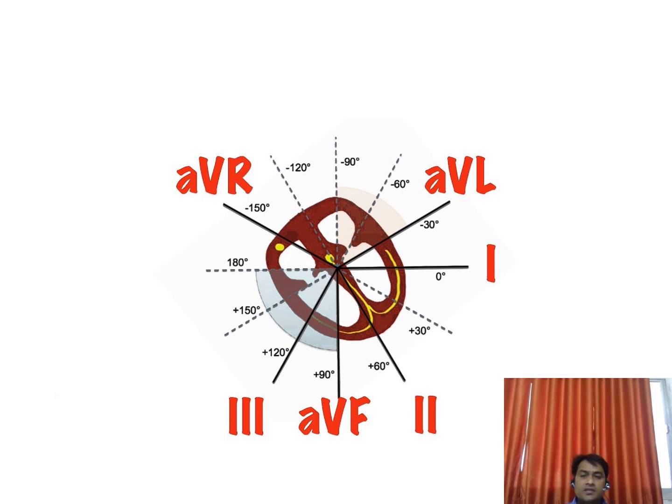So if you see, AVL and lead 1 record the electrical activity from the left lateral surface of the heart. Lead 2, lead 3 and AVF record the electrical activity from the inferior surface of the heart. And AVR records the electrical activity from the cavity of the heart.